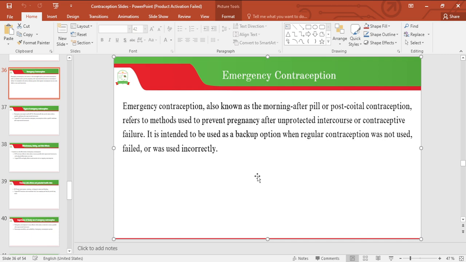For example, the woman may have been taking pills regularly. Then maybe one day, she didn't use the pill correctly. So she can use emergency contraception as a backup method.